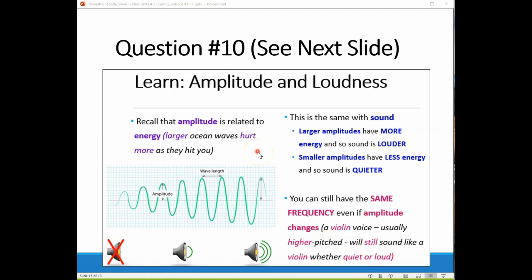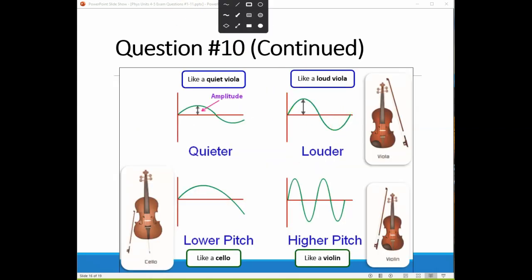Same thing with a woman's voice, which is high pitched. It could still be quiet or loud depending on the amplitude. Same thing with a male's voice, which is low pitched, could still be quiet or loud depending on the amplitude. Okay, so this kind of just shows us how all of these things can be mixed together, right?